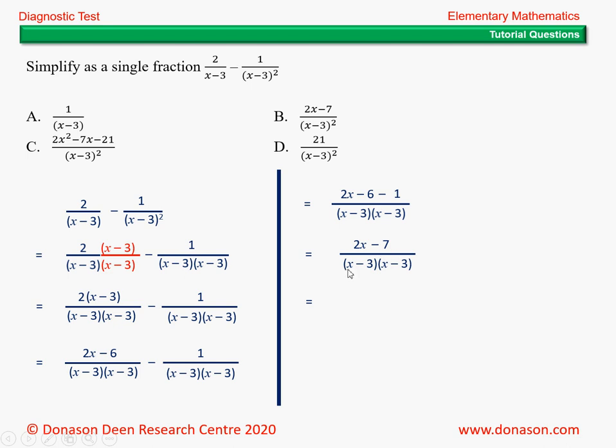Your denominator is simply x minus 3 times x minus 3, but of course none of the options shows it that way. So x minus 3 times x minus 3, we can just write it as x minus 3 squared. So x minus 3 squared is the denominator and 2x minus 7 is the numerator, and that makes option B the correct option.